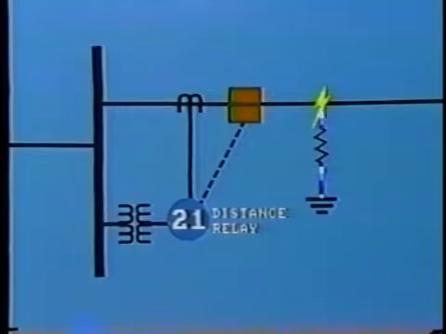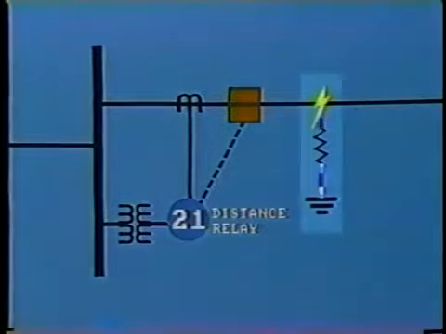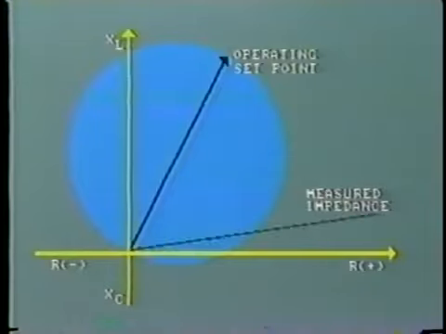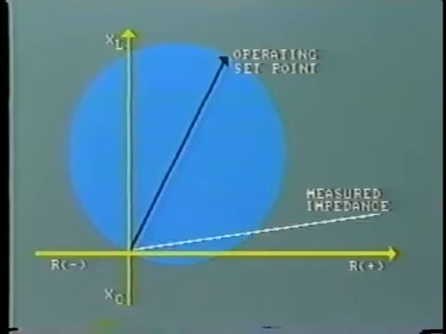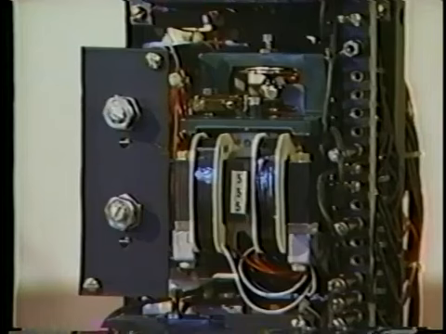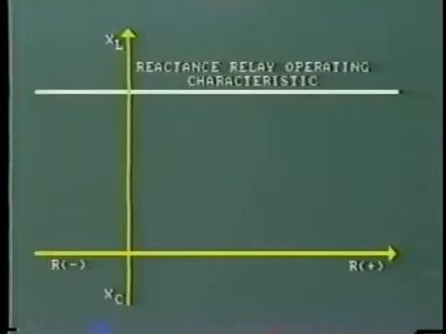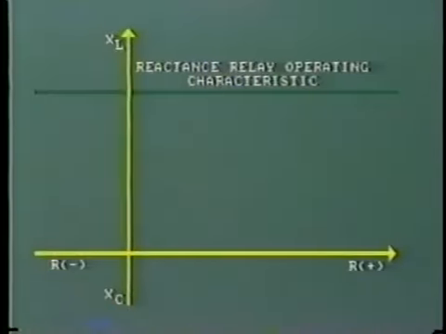Phase to ground faults, especially on short lines, provide a particular problem for the distance relay. The arc often contains considerable resistance, so reducing the phase angle of the measured impedance. It also increases the magnitude of the impedance. Consequently, even if the fault is only halfway along the line, the measured impedance often falls outside the operating circle. A common method of getting around this problem is to install relays which measure reactance only. The operating characteristic is shown by this horizontal line.